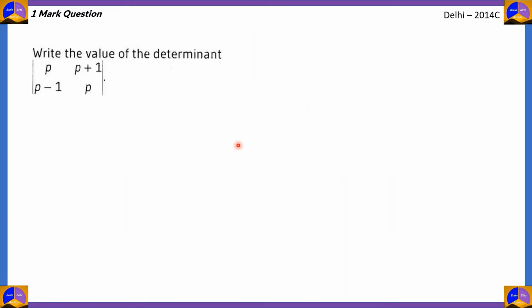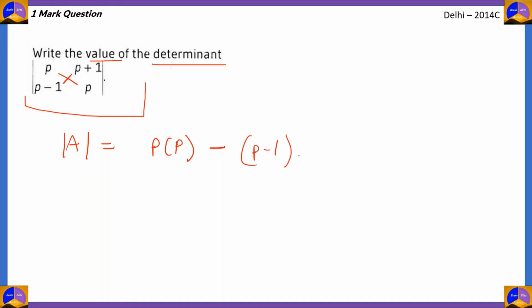This is comparatively simple. Write the value of the determinant, and we have a determinant here: P plus 1, P minus 1, and P. So, to find the determinant, what we do is we multiply these two. So that is P into P, and minus the product of these two. So that is P minus 1 into P plus 1.